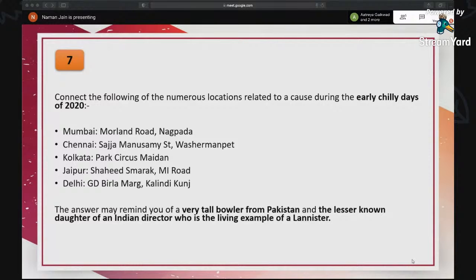If you can't work out the connect, it's a very famous event that happened in India in the early chilly days, December 2019, January 2020. It stretched on for a bit. So looking for something here, a proper noun again. Okay, we'll move on to question number 8 now. So needing a proper noun here.